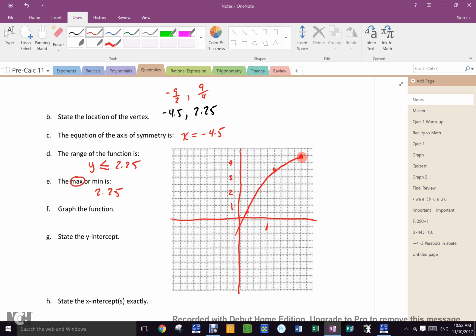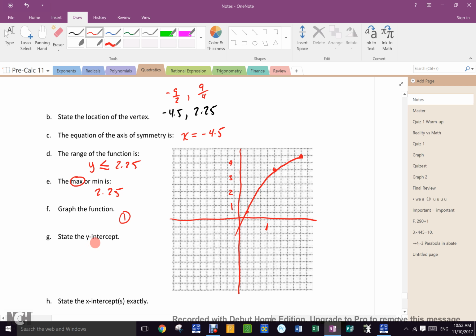Hint, hint, I will not be giving you axes on your test, because when you have to put the axes in, that proves to me you actually know how to graph. Okay? Okay. Graph the function, that's worth 1.